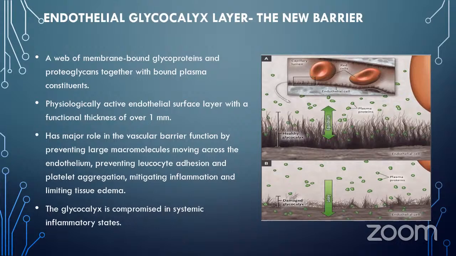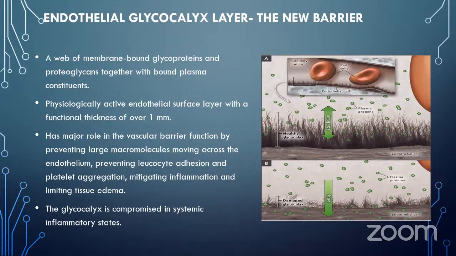So what does it do? It basically maintains the vascular barrier function by preventing the migration of large macromolecules across the endothelium. Basically, it tends to protect the endothelium. It prevents the leakage of plasma proteins from the endothelium out into the interstitium. Not only this, it also prevents leukocyte adhesion and platelet aggregation, thus reducing inflammation and limiting tissue edema. So the glycocalyx is a protective barrier, and it not only maintains the regulation of the intravascular volume, but also helps in the mitigation of inflammation.